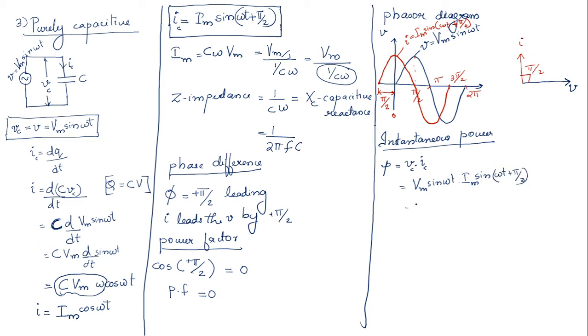Now the constants are put together, so the remaining equation becomes like this. Here sine omega t plus pi by 2 can also be written as cos omega t. Why? Because earlier we converted cos omega t back to sine omega t. The same thing we are doing in reverse. So instead of sine omega t plus pi by 2, you can represent it as cos omega t. And now your equation becomes Vm Im sine omega t cos omega t.